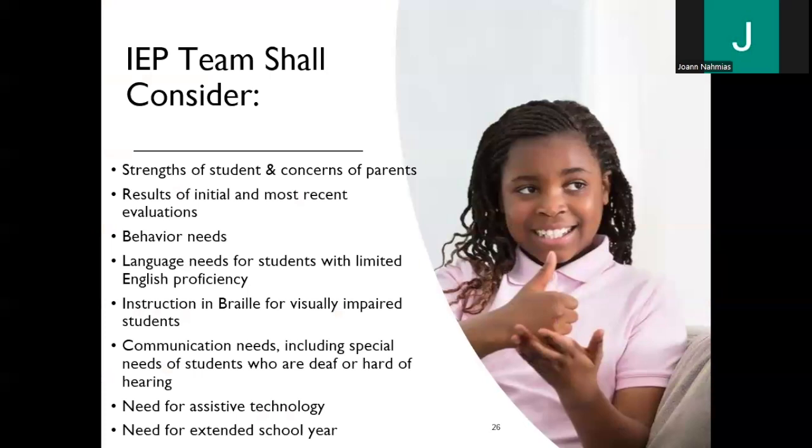The IEP team shall consider the student's strengths and parents' concerns. This highlights what the student does well and any major concerns shared by the parents. The IEP team shall also consider evaluation results, behavioral needs, language needs for students with limited English proficiency, instruction in Braille for visually impaired students, communication needs, including special needs of students who are deaf or hard of hearing, needs for assistive technology, and needs for extended school year.